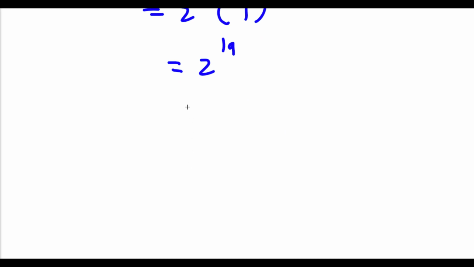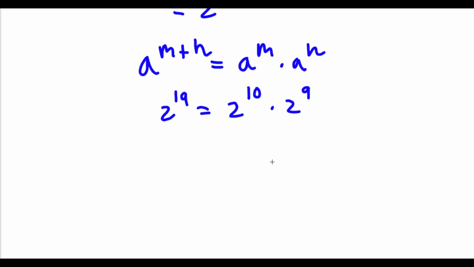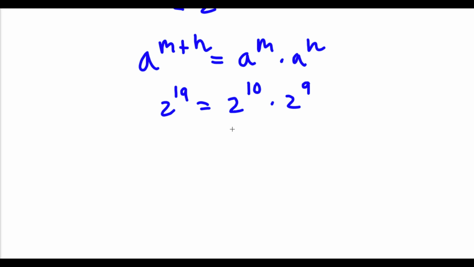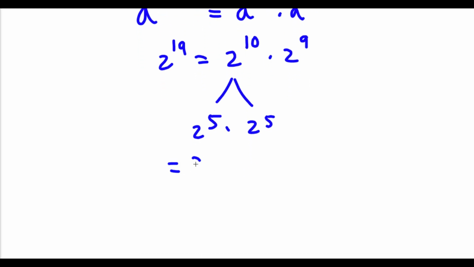Now let's go ahead and try to simplify 2 to the power of 19. So if I have something in the form a to the power of m plus n, this is equal to a to the power of m times a to the power of n. So 2 to the power of 19, I can rewrite as 2 to the power of 10 times 2 to the power of 9. Now 2 to the power of 10, I can rewrite as 2 to the power of 5 times 2 to the power of 5. 2 to the power of 5 is equal to 32, so now I have 32 times 32.